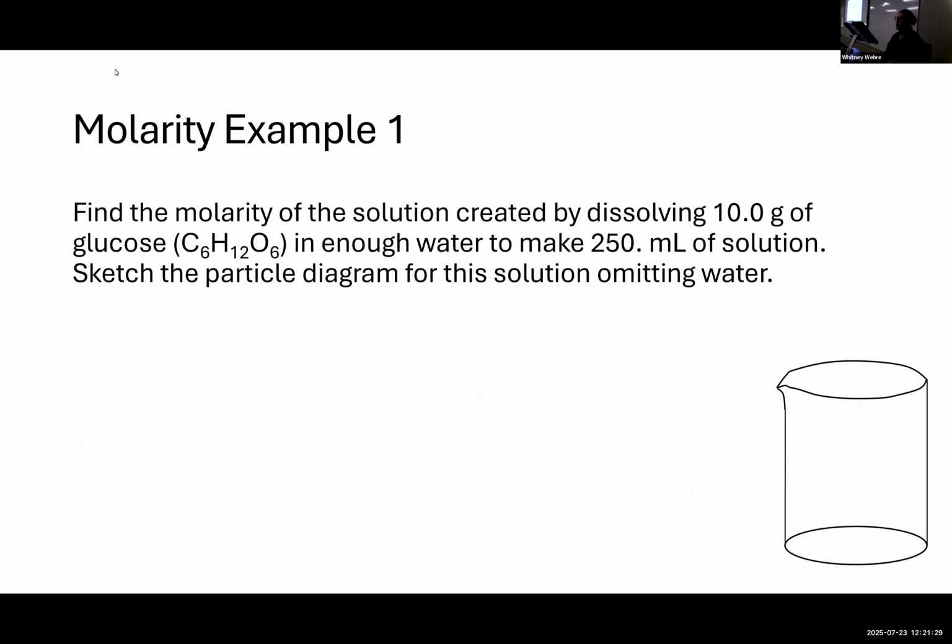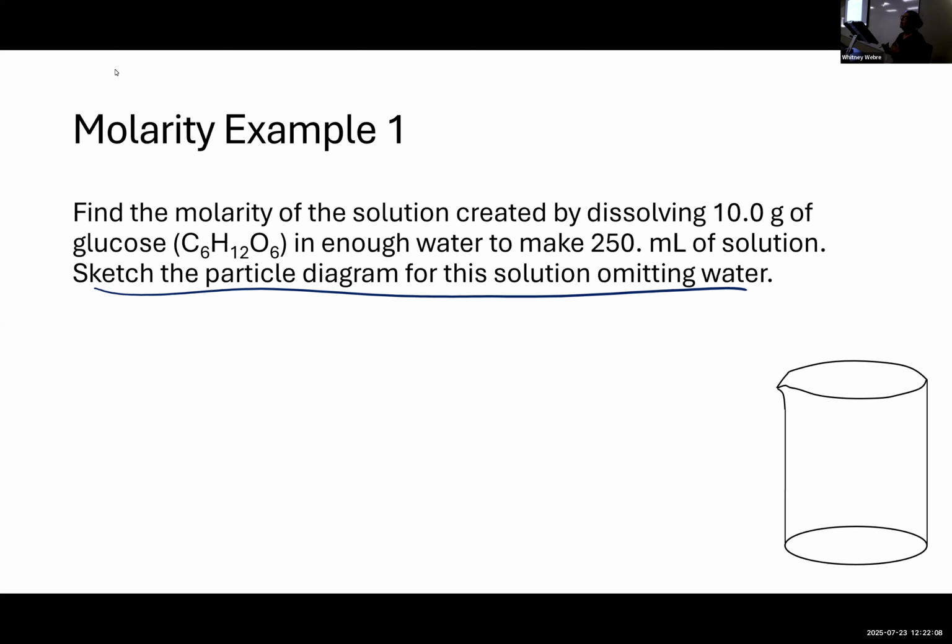Let's use some examples. Find the molarity of the solution created by dissolving 10 grams of glucose in enough water to make 250 milliliters of solution. Sketch the particle diagram for the solution omitting water. There's two things in this problem, so don't forget to do the second part if I was to turn this into a short answer question. But we also need to remember everything we've learned this semester up until now. This is why I love chemistry, because if you know something that we discussed a while ago, we can build on that and continue answering these questions.